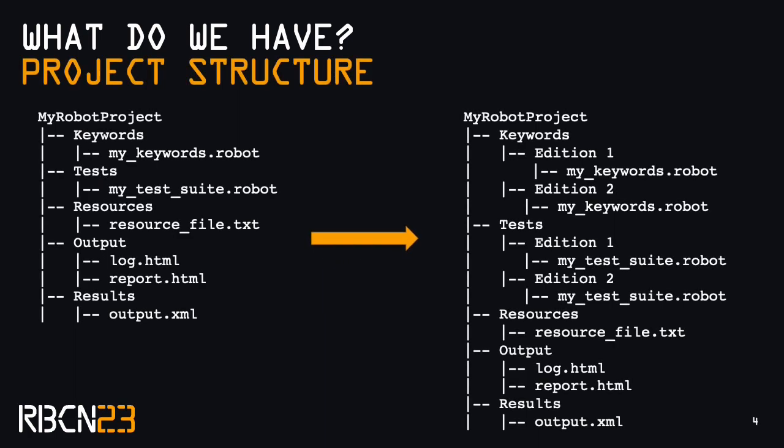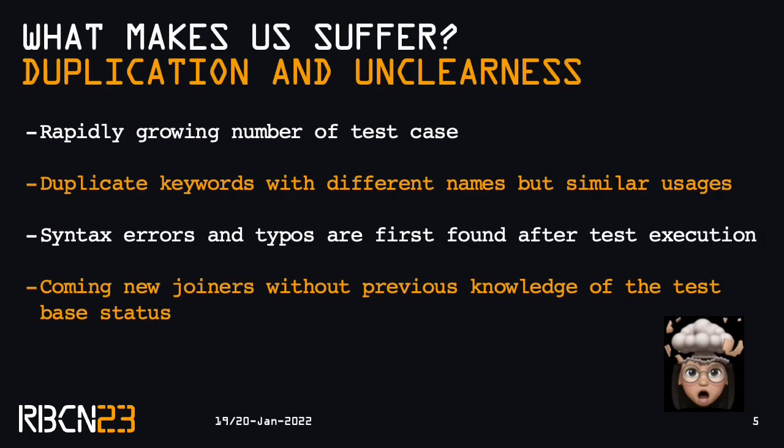As mentioned in the previous slide, because of the different editions, there are keywords with the same name but used for different editions with different content. So the directory structure gets more and more complicated. Slowly, we find that we gain more and more tech debt. The number of test cases grows. The size of the code base also grows.